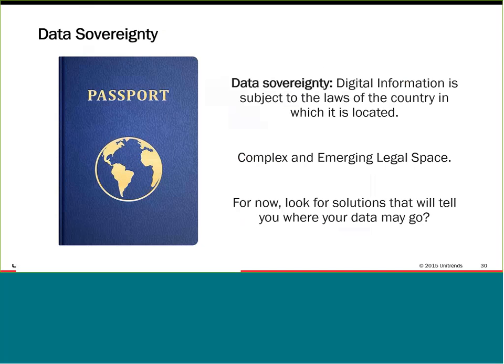But if you are concerned about where your data is located, particularly if you're an international company, you really need to look for solutions that will tell you exactly where your data may go. Because where your data is located, it's going to be subject to the laws of the country in which that company is located. So even if your data travels through that country, even if it's not being stored there, it may still have some legal implications. This is a very complex and emerging legal space. We have done some other webinars that go very deep into this, but it's something to bear in mind as you're looking at cloud solutions.